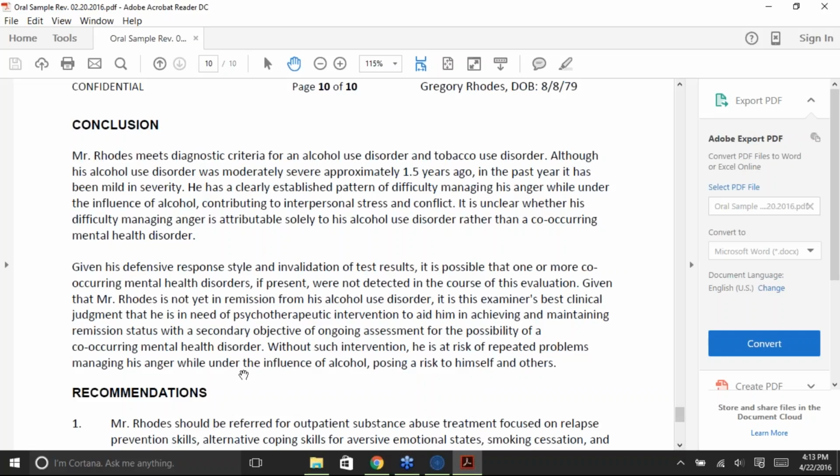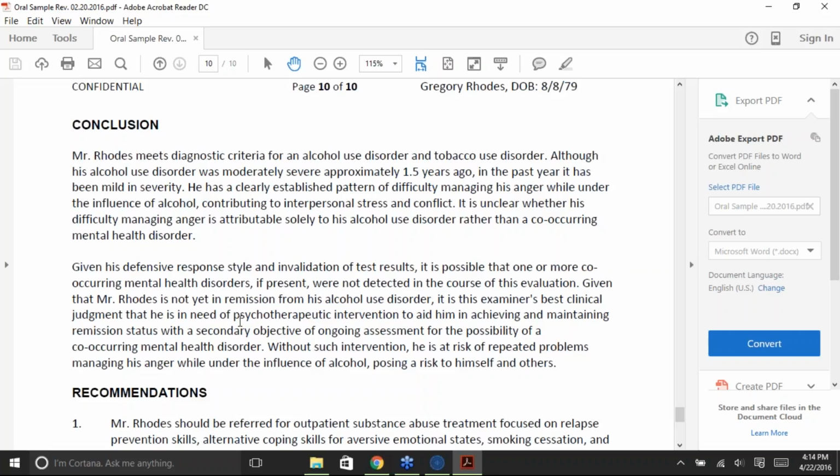I then say, given his defensive response style and validation of test results, given that Mr. Rhodes is not yet in remission from his alcohol use disorder, it is this examiner's best clinical judgment, that's a good phrase to use, that he is in need of psychotherapeutic intervention to aid him in achieving and maintaining remission status with a secondary objective of ongoing assessment for the possibility of a co-occurring mental health disorder.